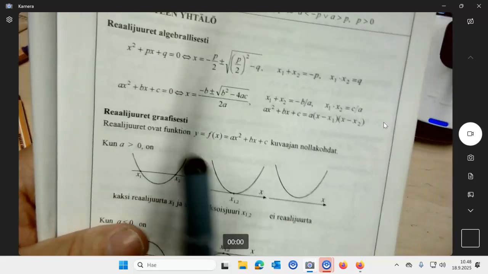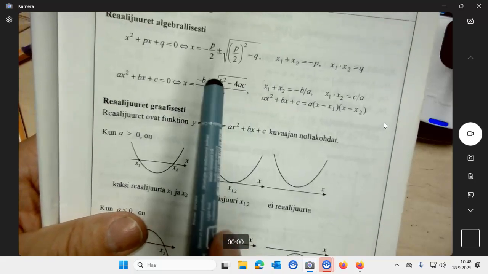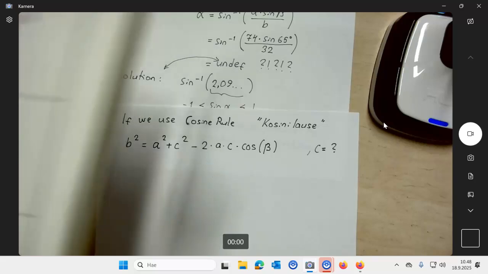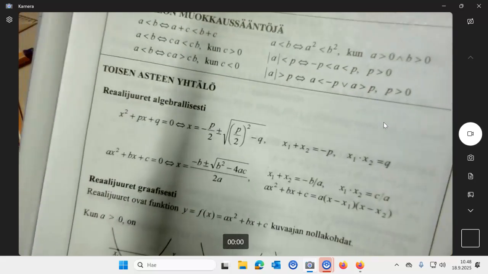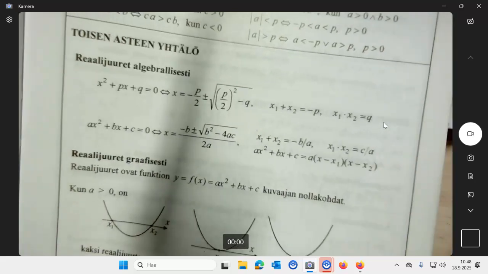But the sad thing is that in this formula we use the same letters a, b, c as we use in this equation, and they do not mean the same. It is a sad thing. But mostly I think almost every formula book uses the same letters in this example, in the second order equation.